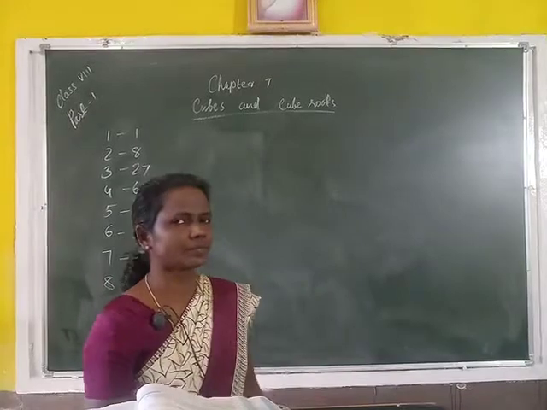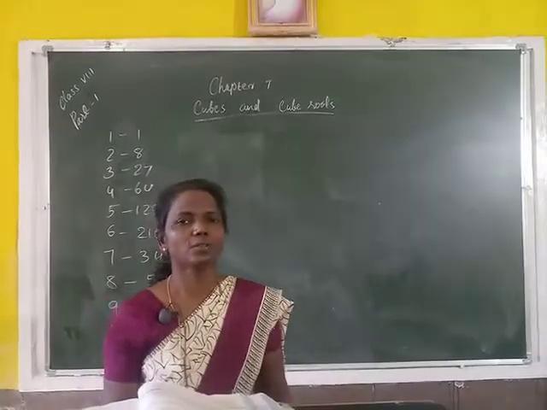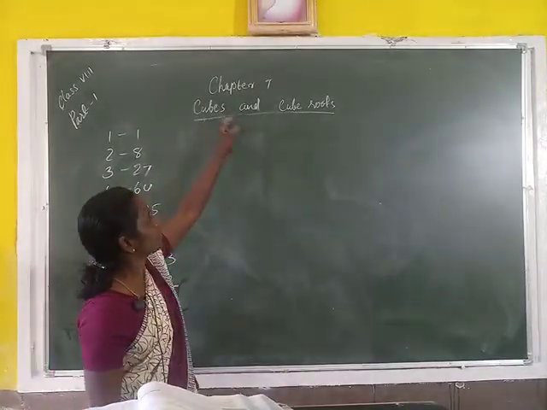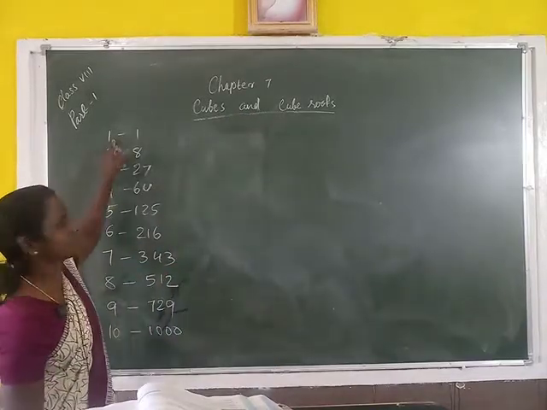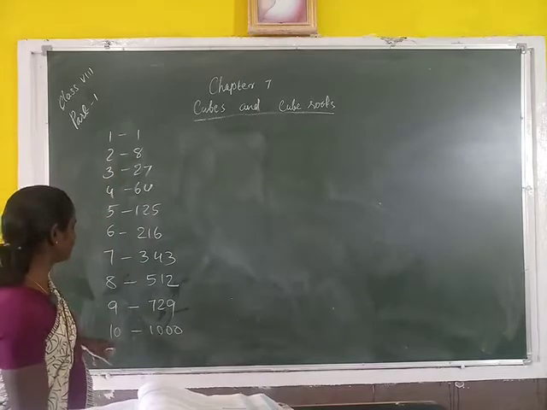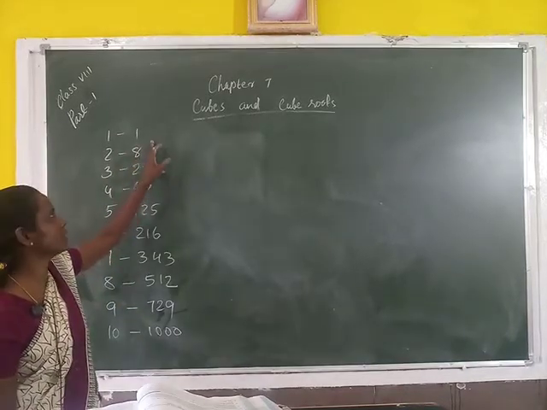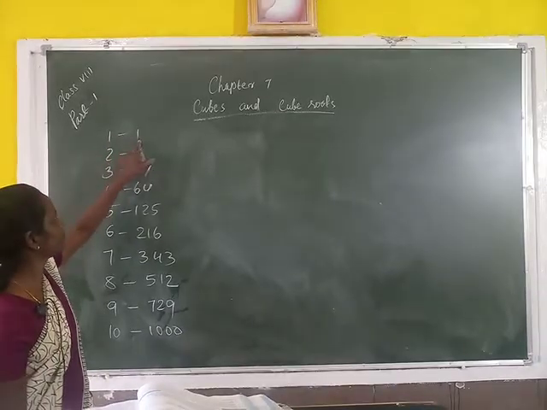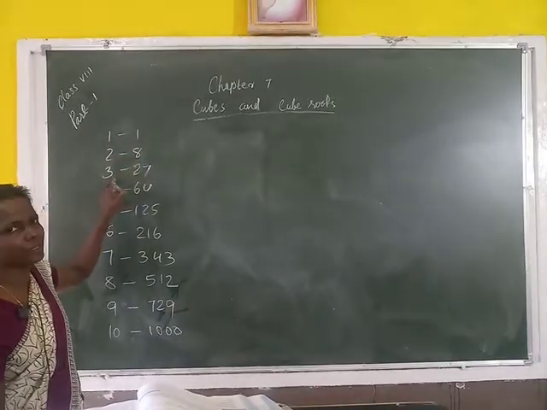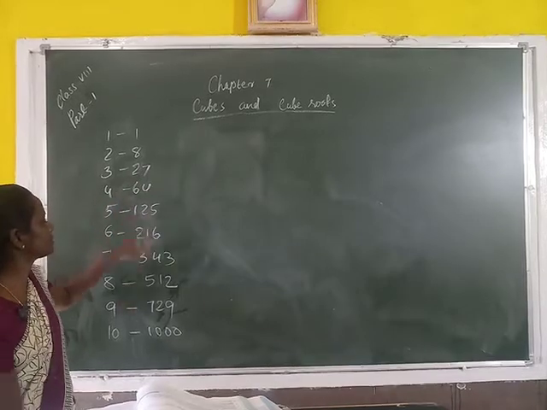Good morning, children. Today we are going to learn chapter 7, Roots and Cube. These are numbers 1 to 10, and this is cube also. Cube of 1 is 1, cube of 2 is 8, cube of 3 is 27, cube of 4 is 64.